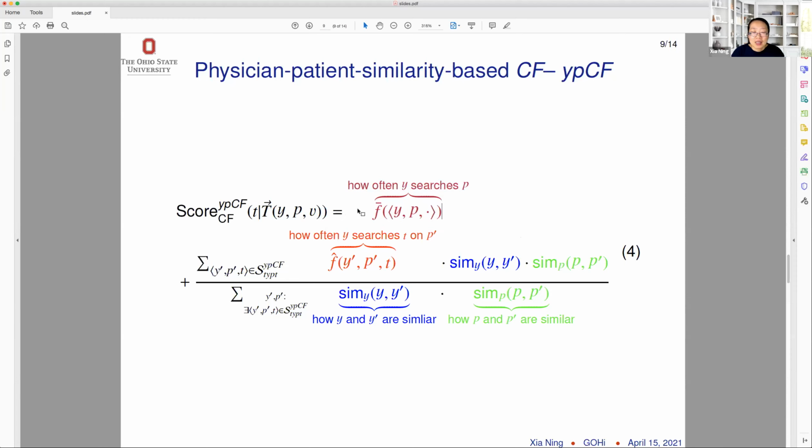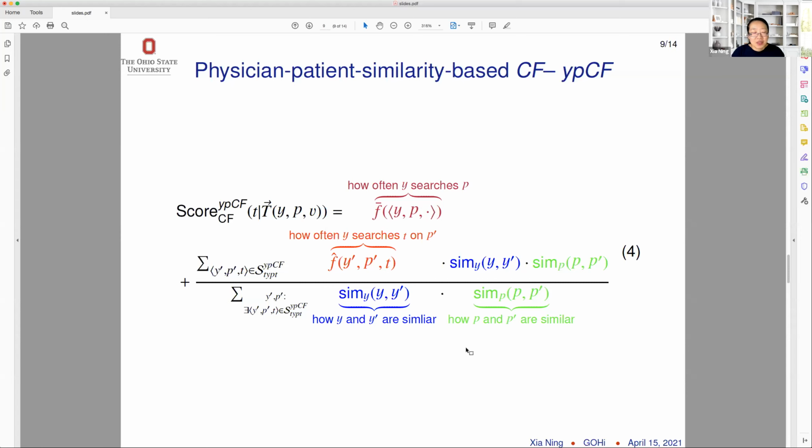The first part is how often the physician searches on the particular patient. I mean, how many search terms have been there from this physician on this particular patient. So this is like a baseline, a baseline of this physician on this patient, plus something. And this second term here is based on the collaborative filtering idea.